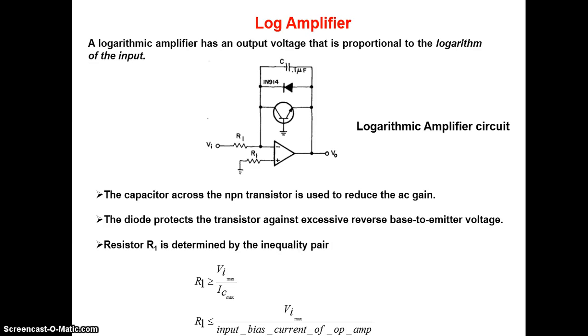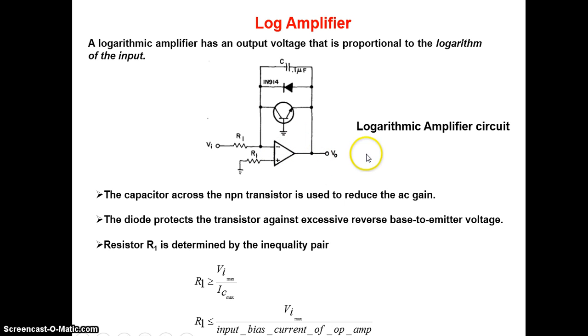The next application of the op-amp we are discussing is a log amplifier. As the name suggests, a log amplifier produces the logarithm at the output. So the output voltage will be proportional to the logarithm of the input. It will be doing the operation called a log. Of course, it is an operational amplifier, so it will amplify your signal also.